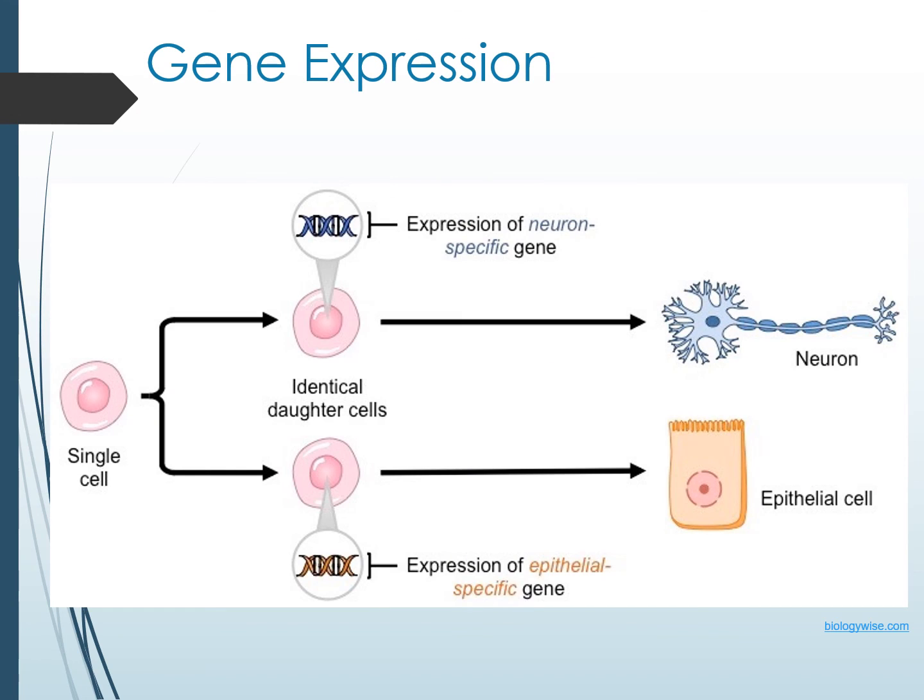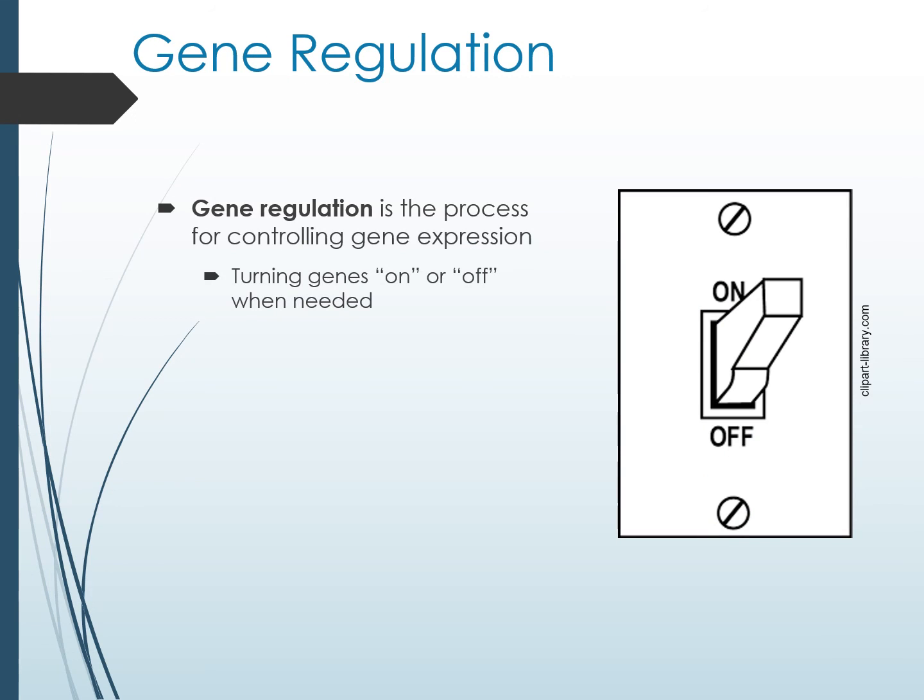With gene expression, 2 identical cells can turn on or turn off genes in order to perform necessary functions. In the top cell, a neuron-specific gene allows the production of neuron tissue, while in the bottom cell, epithelial-specific genes create epithelial or skin cells and tissues. Gene regulation is the process of genes being turned on or off as needed for life functions.